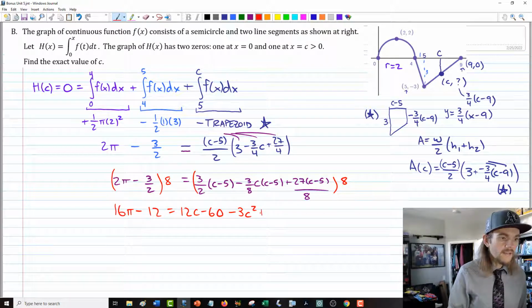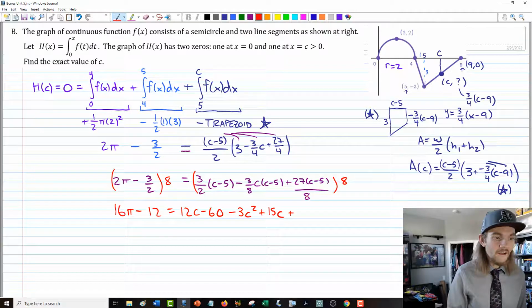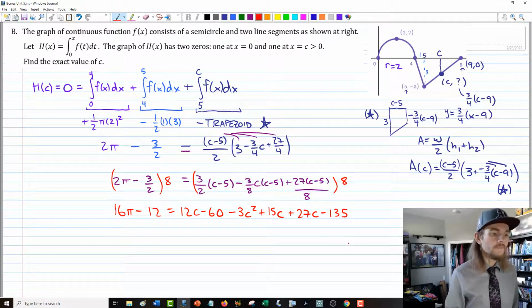And then minus a negative 15c. I'm doing a lot of moves all at once. Hopefully this pays off okay. And then finally the 8s will divide out here. We'll get plus 27c minus 27 times 5. That's 270 divided by 2, which is minus 135.